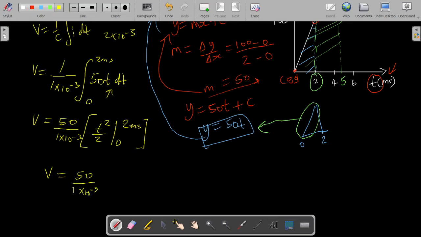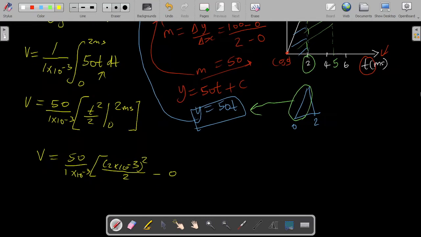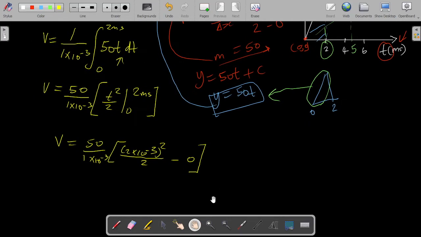So you can simplify this on the outside if you want. And then you'd have to solve what's on the inside. So solving what's on the inside, you just substitute your upper and lower boundaries in here. That would be 2 times 10 to the minus 3 squared divided by 2, subtract the other one, which is 0. And if you multiply this, then that should give you your final answer. So these are all the steps involved to find the voltage at time equals 2 milliseconds.